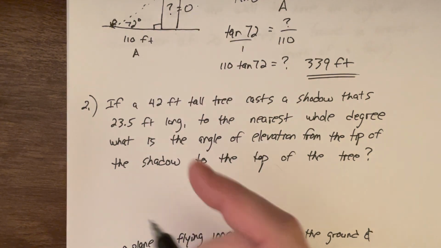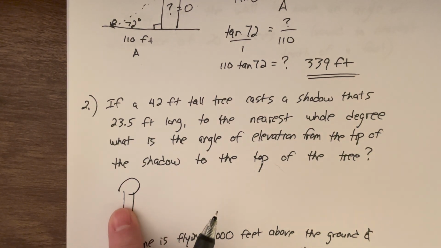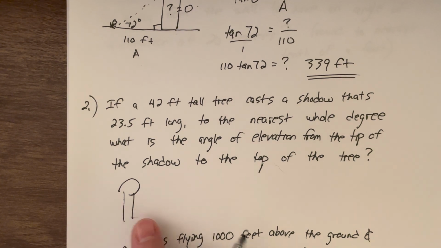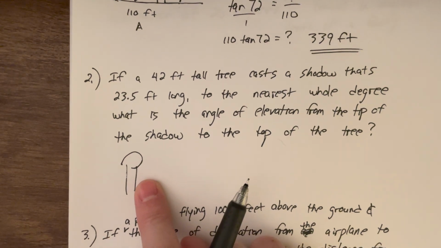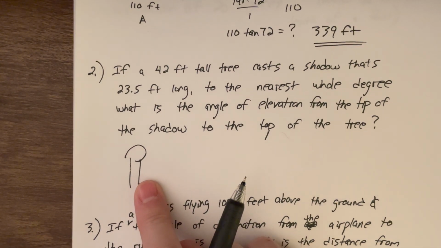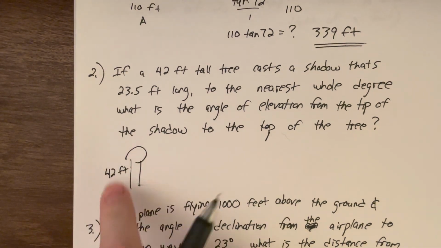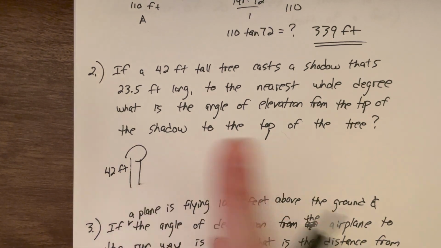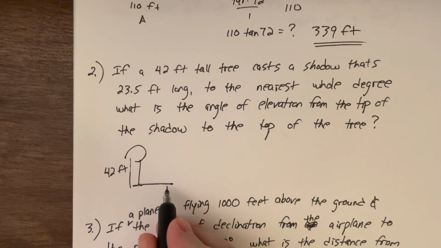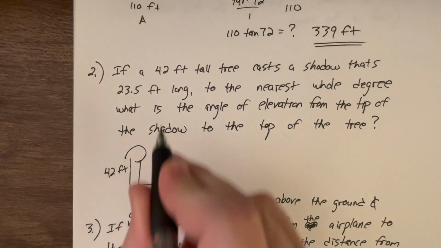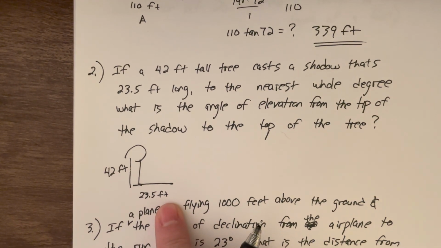So I'll do this one a little in reverse. So here's my tree. And again, notice I'm not much of an artist and you don't need to be. Even though up here I drew my building as just a little rectangle, here, does it really matter if it's really tree shaped? Just something so you know, there's your tree. The tree is 42 feet tall. Shadow, again, this time I'll let the shadow go this way away from the tree. Easily could go the other way. The shadow is 23.5 feet long.